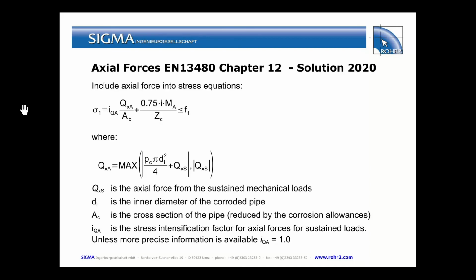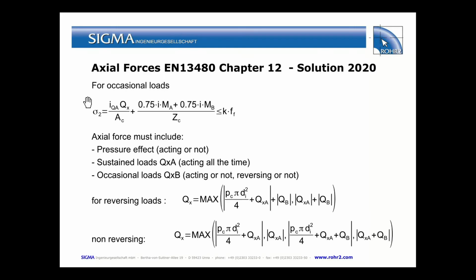Now, the solution that was adopted is similar to ASME B31.3. We now specify the primary stresses, defining the total axial force and the contribution from the bending moments, and the total axial force now takes the contribution from the pressure, but also from the sustained axial loads QXS. And because the pressure can happen or not, we have to take the maximum of either with or without the internal pressure. Now, for the occasional equation sigma 2, the situation is very similar.